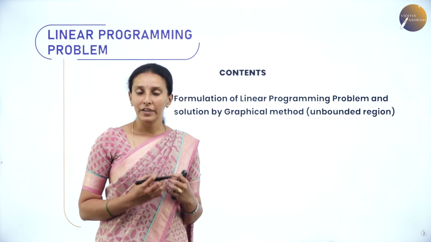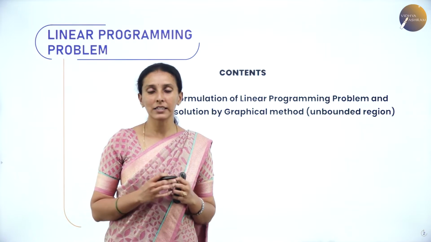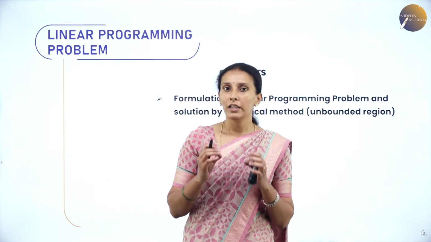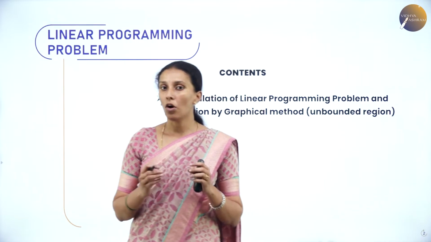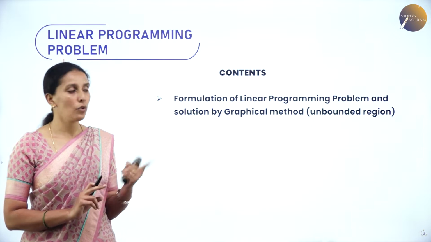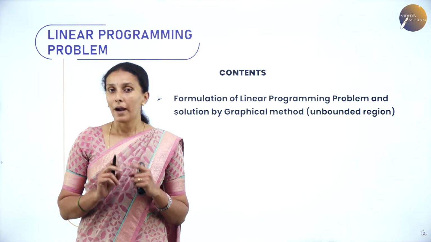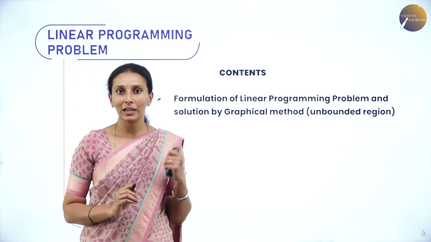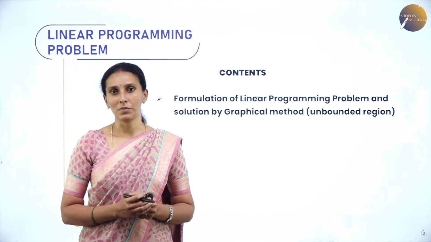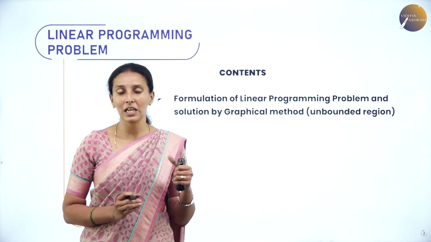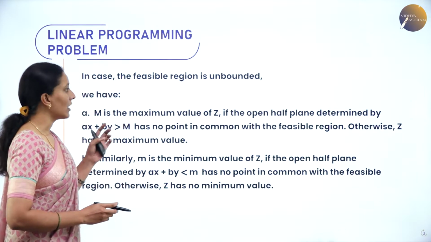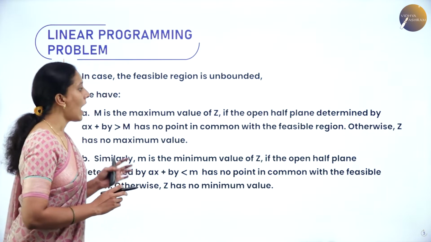Whenever the feasible region is given, the first thing is we will find the corner points. Then we will decide whether we want a maximum value or the minimum value. But in the case of unbounded region, even though we have the corner points, we will decide whether m is a maximum or minimum, or whether it is not a maximum or minimum value for the given linear programming function. So let's see what happens if the feasible region is unbounded.